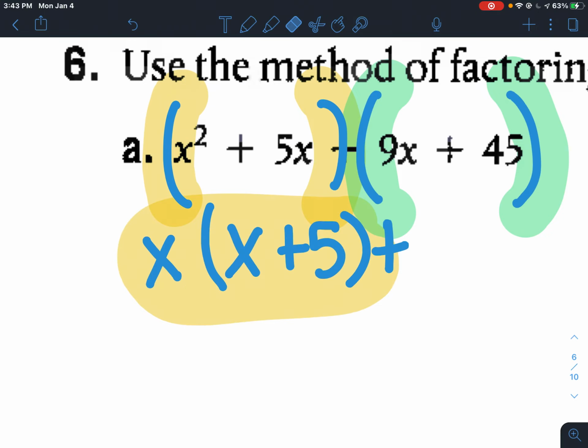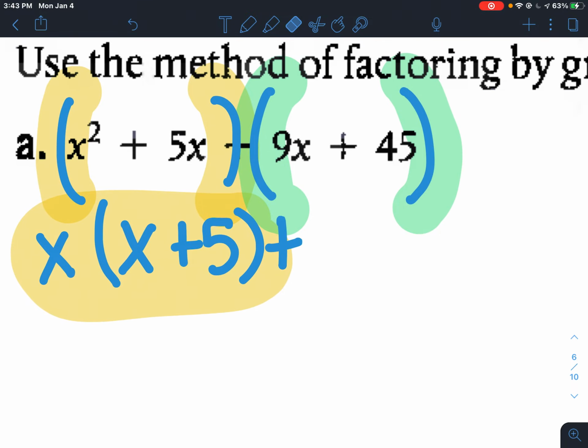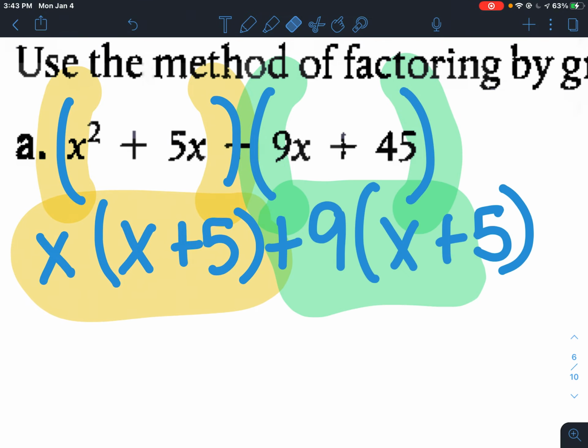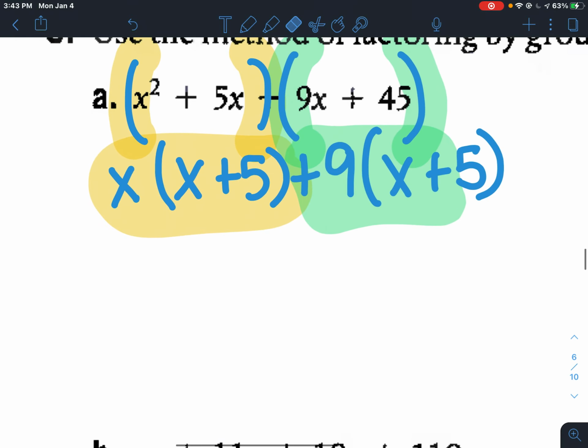So from the yellow group, I can factor out an x. So when I take out an x, I pull it out in front, I'm left with x plus 5. And then in the green group, I'm able to factor out a 9. They both have a 9 in common. So what's going to be left after I factor out a 9 is going to be x plus 5.